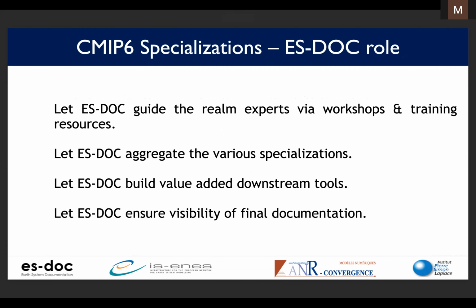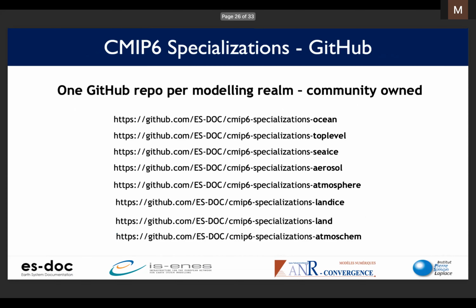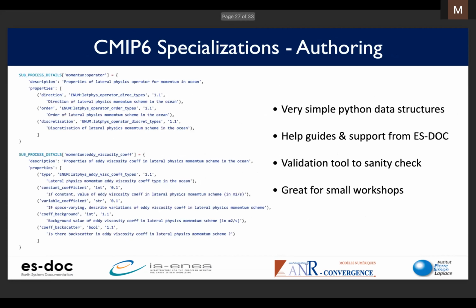The ESDoc role in the context of specialization is simply to guide the experts in what they're doing and not to be in the foreground. So if you go to the ESDoc GitHub space, you'll see a set of repos called CMIP6 specializations, and they're organized by modeling realm. And again, the declaration of these specializations is using pretty simple Pythonic dictionaries. And we give training, help, and support to the authors of these specializations, and then tooling on top.